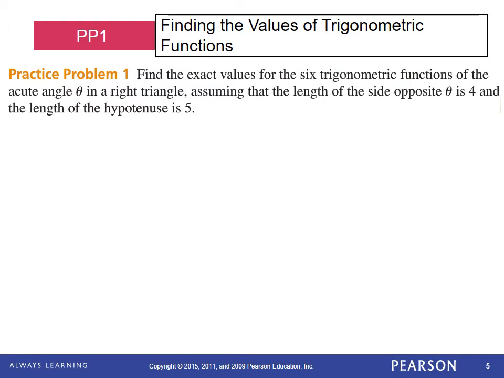All right, so we go on to now find the exact values of the 6 trigonometric functions of an acute angle theta in a right triangle, assuming that the length of the opposite side is 4 and the length of the hypotenuse is 5. So let's go for it.